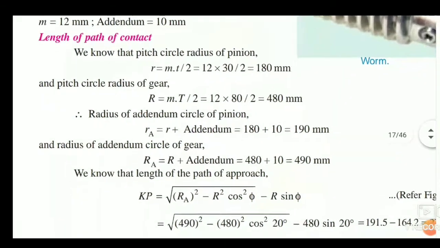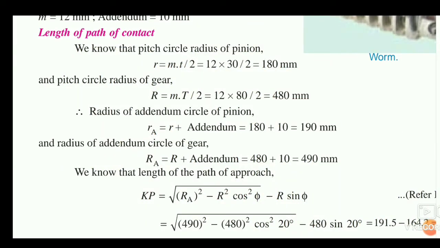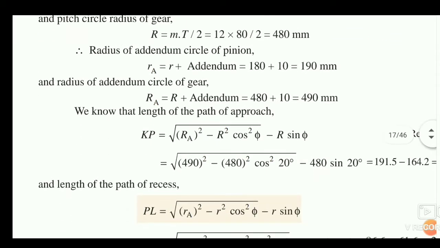Now we need to get the radius of addendum, RA. RA is nothing but R plus the addendum. By geometry you should think that the addendum plus the radius of the pitch circle will give you the total radius of the addendum circle, R plus addendum. Just check back the figure, it will be clear for you. The addendum is already given, it is 10. So 180 plus 10 is 190 mm. Similarly RA for the bigger gear is also capital R plus addendum. So we have all the things required for the formula.